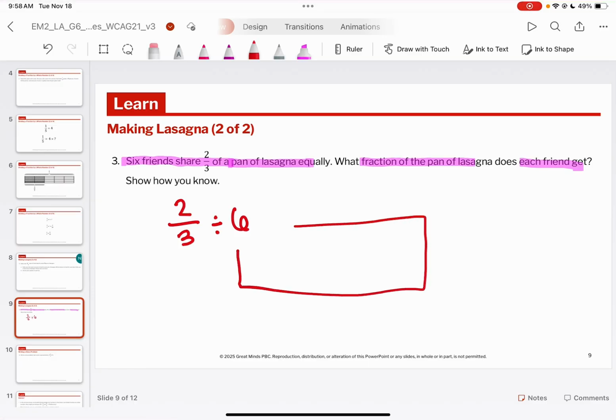If I have 2/3 of a pan of lasagna, I have 2 out of how many? 3. So I need how many total boxes? 3. And then I'm going to make a note that 2 boxes out of 3 is equal to 2/3.